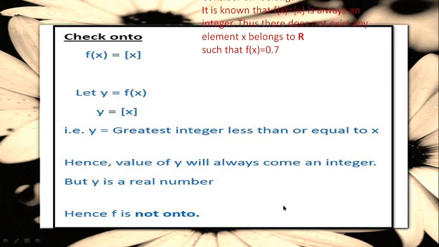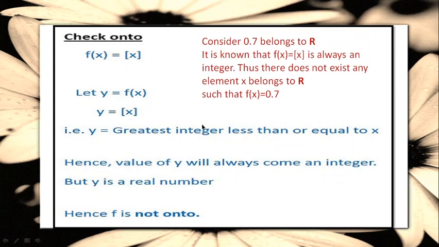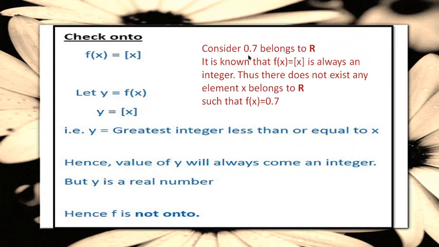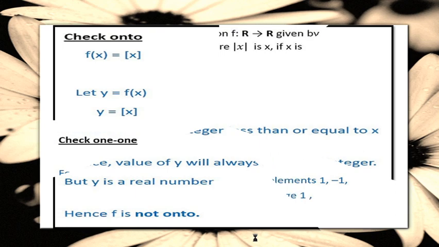For example, we can take some value. Let's take 0.7, which definitely belongs to the set of real numbers. So it is known that f(x), the greatest integer function, is always an integer, but there does not exist any element x which belongs to R for which the value of the function will be 0.7. This is not possible. So hence this function is not onto.